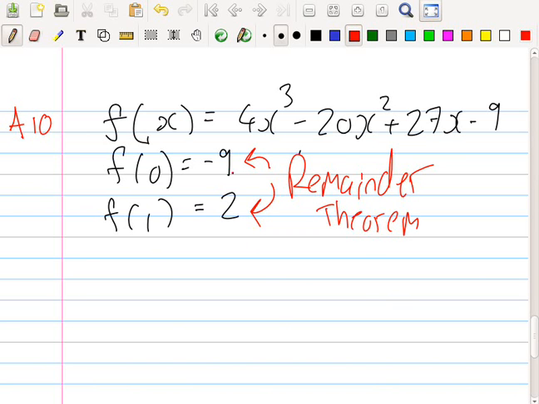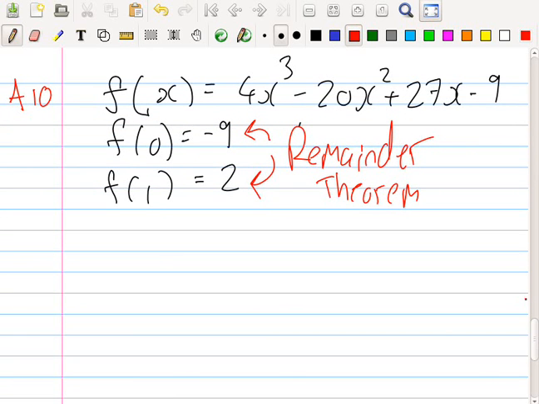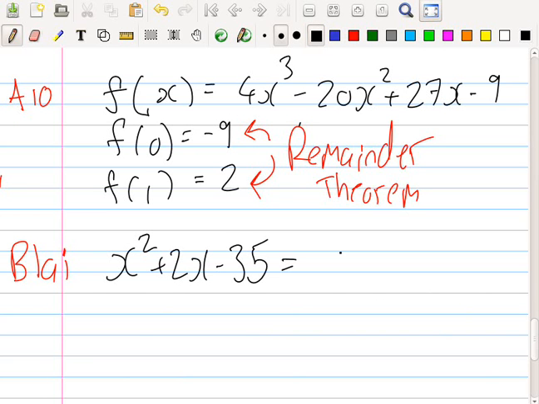So, section A finished. So, let's go on to section B. B1A1. He wants you to complete the square. Do you remember completing the square? That's when you write it like this.